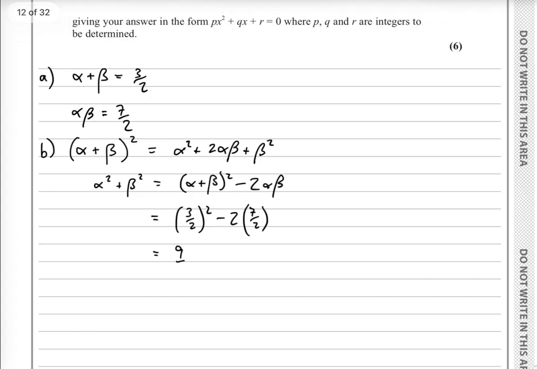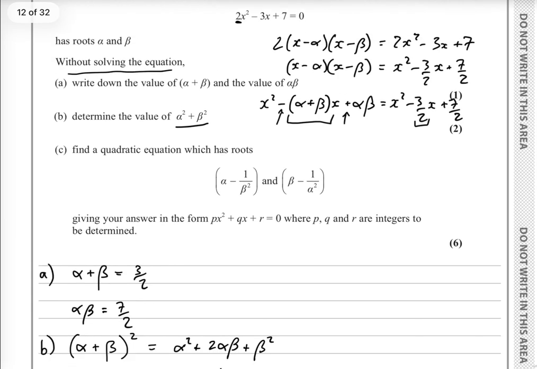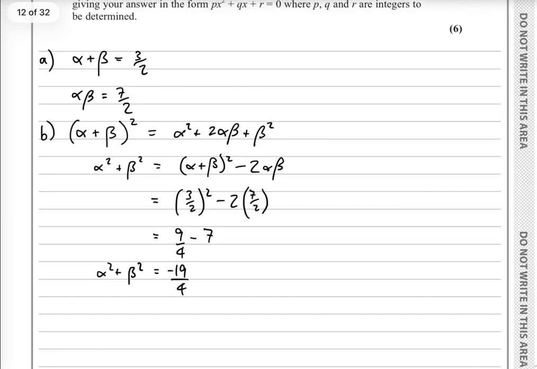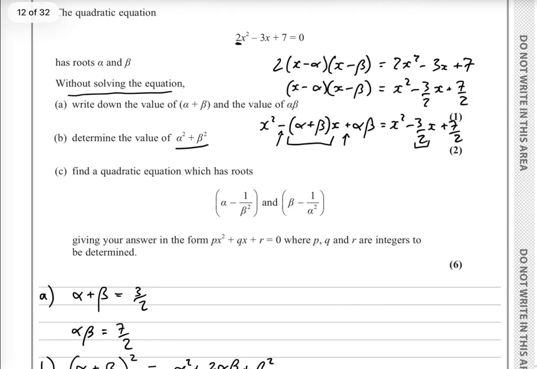That gives me 9 over 4 minus 7, which gives me minus 19 over 4 for alpha squared plus beta squared, which seems very strange because you might ask, if you square two numbers and add them together, how can you get a negative out of that? But that is just implying that we've got complex roots, and perhaps there's a reason why we shouldn't solve the equation in the first place. Either way, that's an okay value in this situation, minus 19 over 4 for part B.